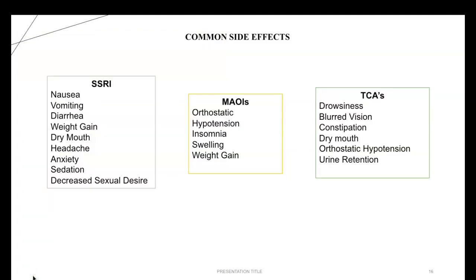In determining the common side effects of these medications, they include the following for SSRIs, MAOIs, and TCAs. SSRIs include nausea, vomiting, diarrhea, weight gain, dry mouth, headache, anxiety, sedation, and decreased sexual desire. MAOIs include orthostatic hypotension, insomnia, swelling, and weight gain. TCAs include drowsiness, blurred vision, constipation, dry mouth, orthostatic hypotension, and urine retention.